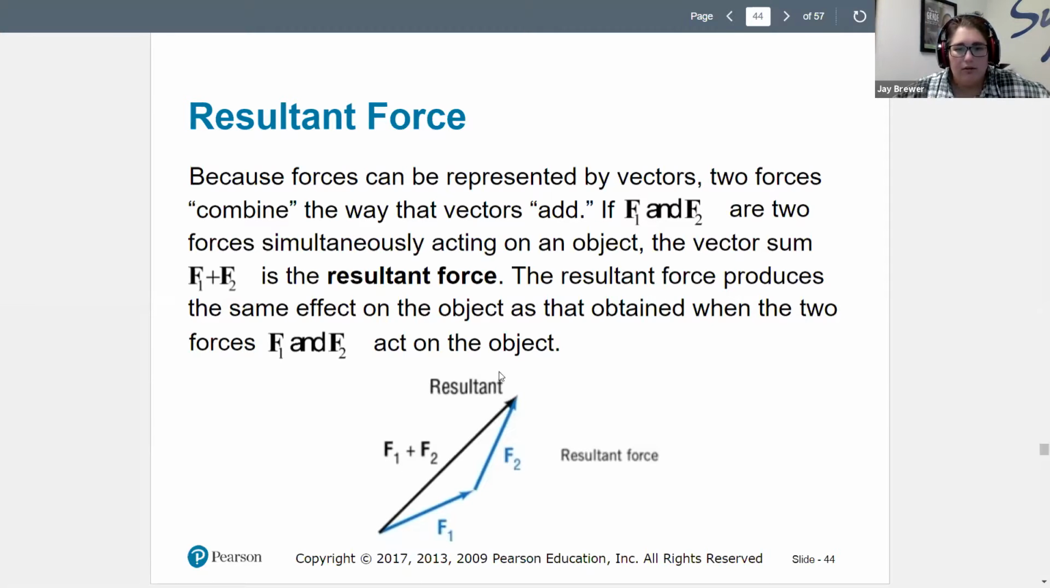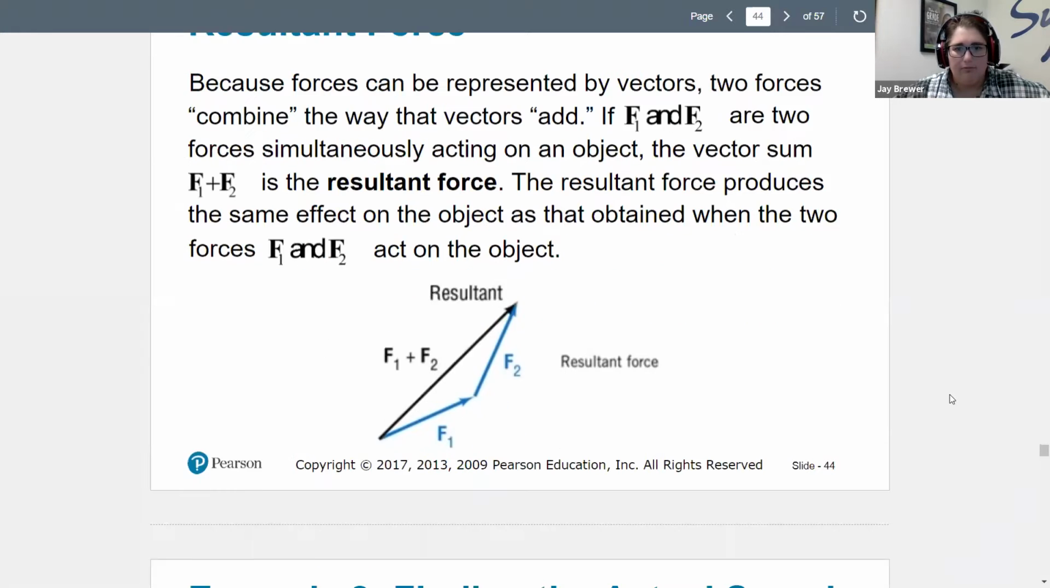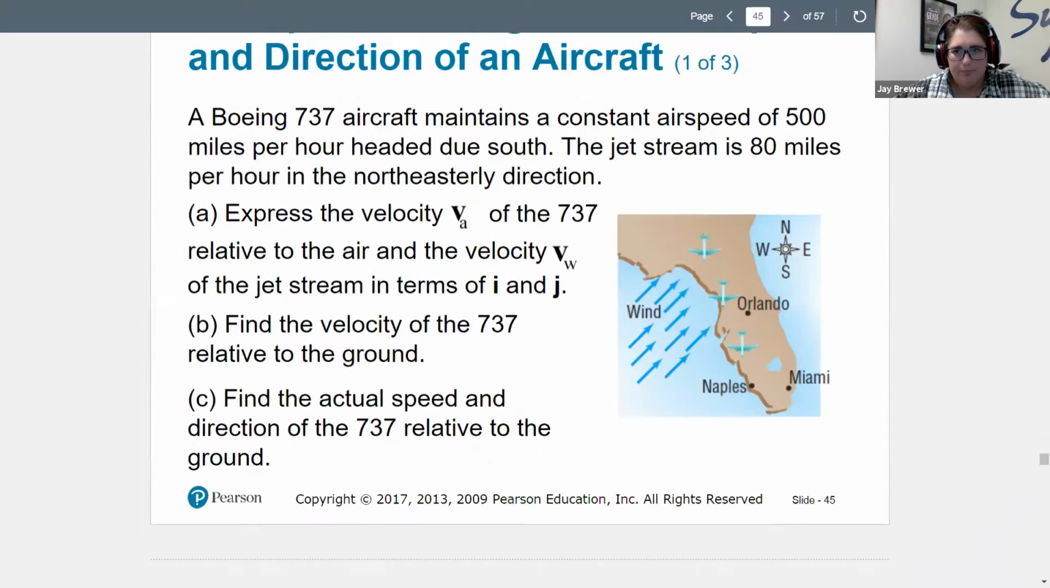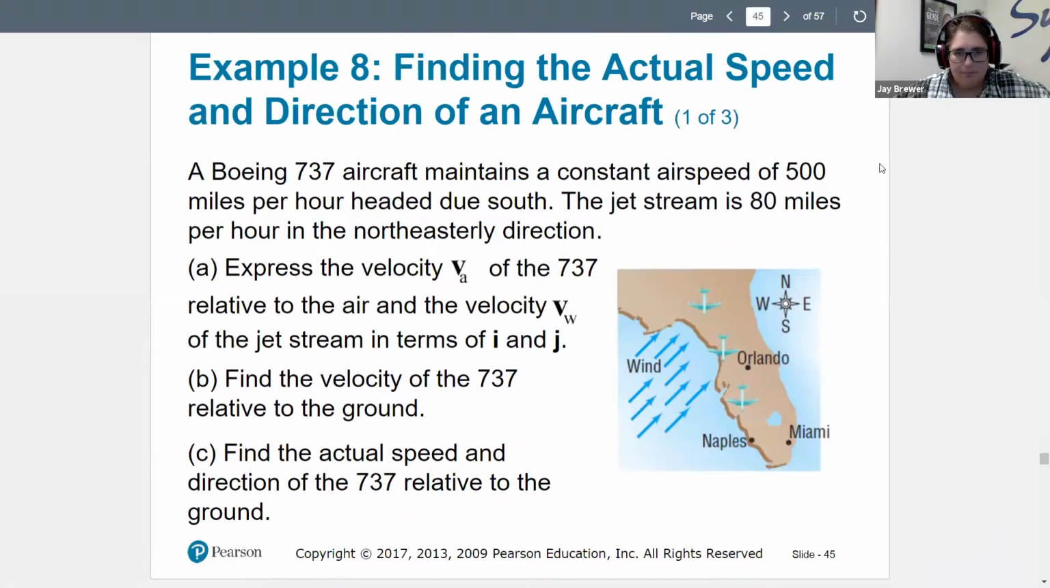So you can see the little diagram that they gave you, which is basically the same diagram from above, just with different letters.